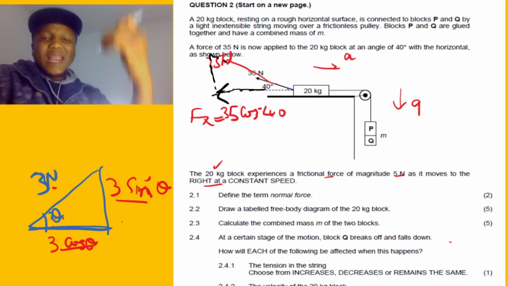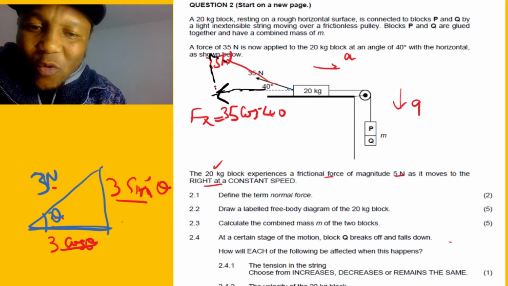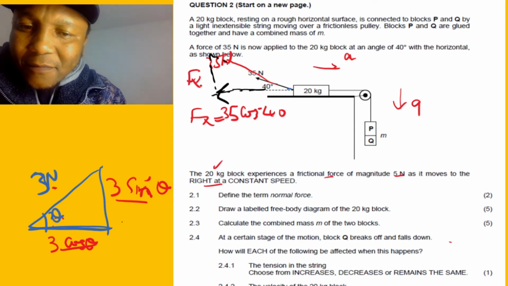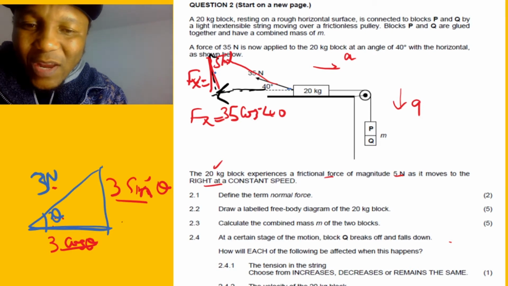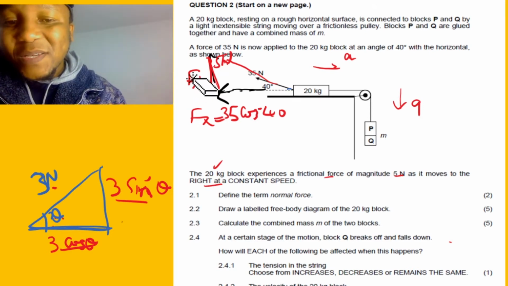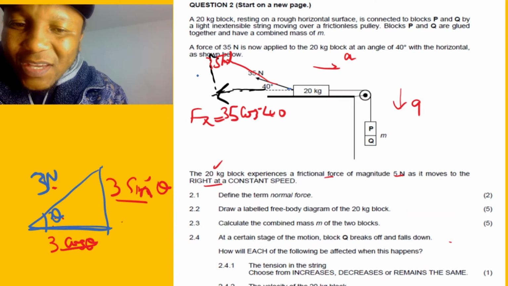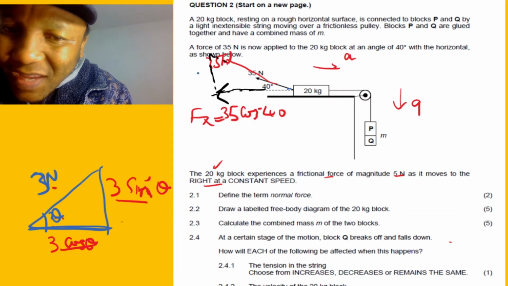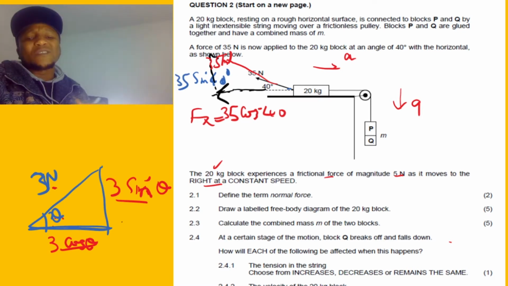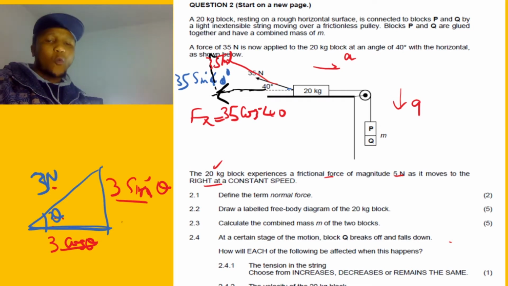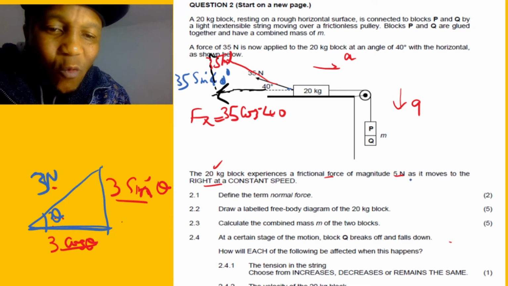Now for the vertical one, Fy is equal to 35 sine 40, because vertical is sine. The space is not enough, so for this one it's going to be sine 40, but we must multiply by that 35. Now let's not solve what we weren't asked. Let's get back to the question. Now let's say this was moving.